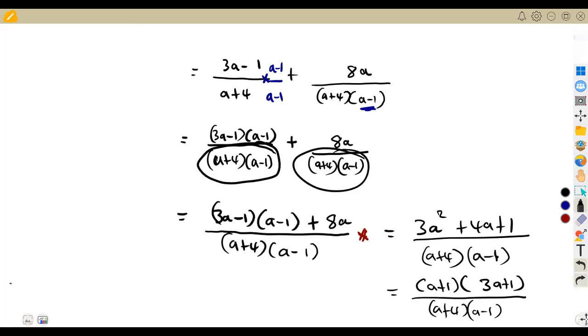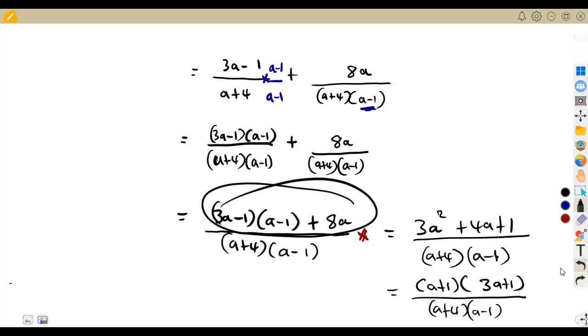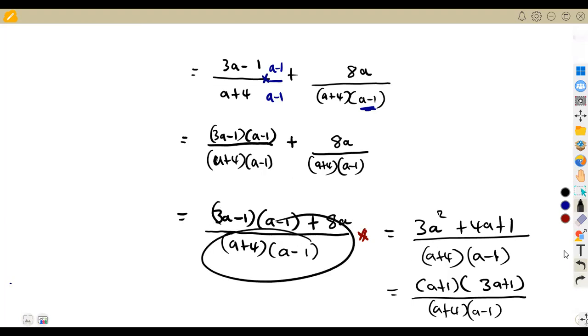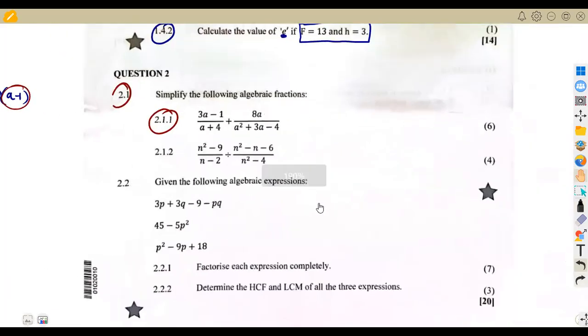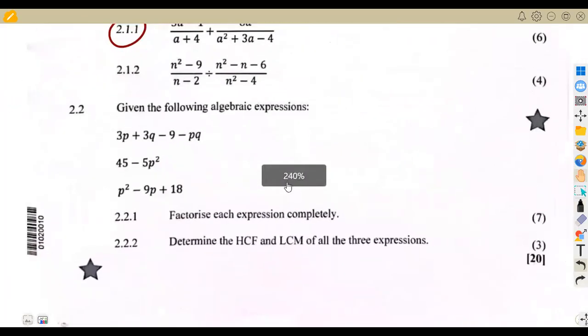Once they are the same, you just combine your numerators as they are, everything over that common denominator that we see, which is the same throughout, then the rest is the same. All right, so I just hope you understand that one. Like I said, there are different ways of attempting these questions.